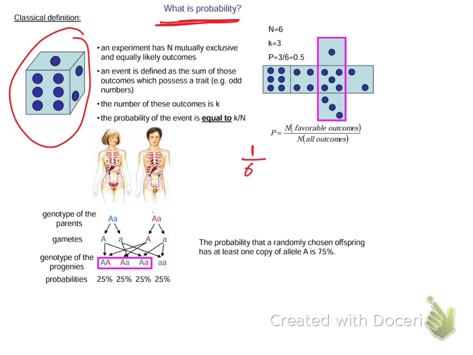Okay? So we'll come in this in detail. An experiment has n mutually exclusive and equally likely outcomes. So I have n numbers. The total number for this dice will be either 1 or 2 or 3 or 4 or 5 or 6. Any of these numbers, it cannot be anything else.